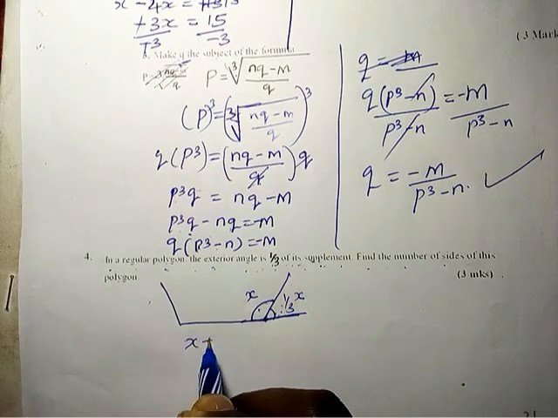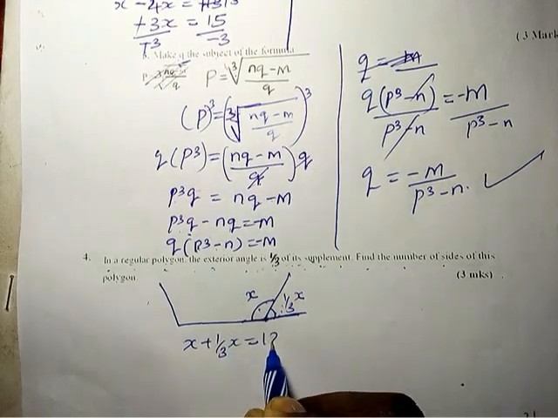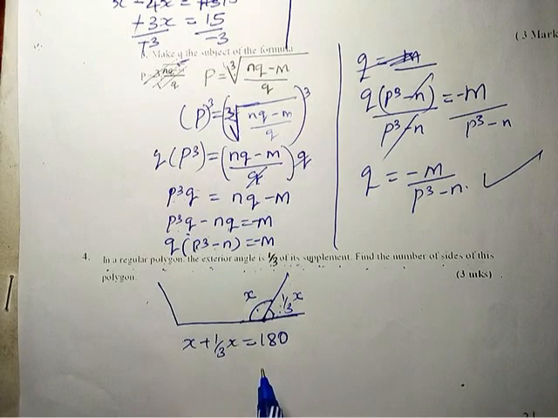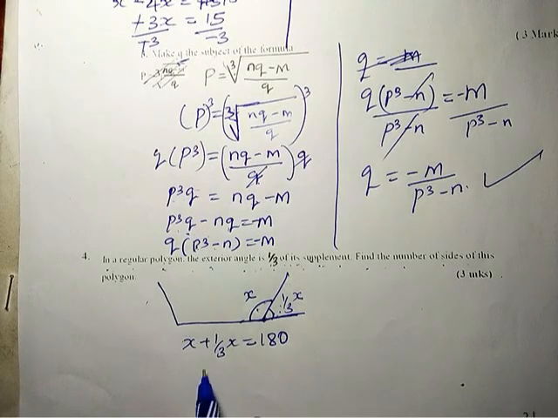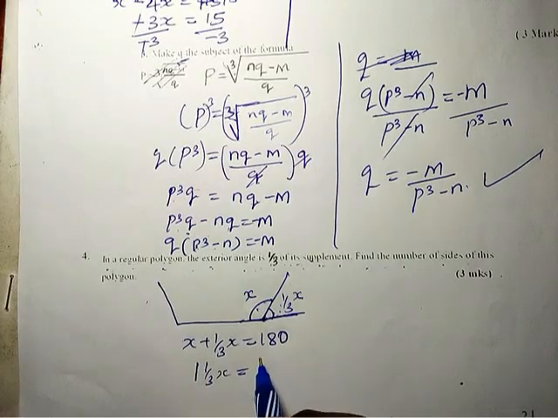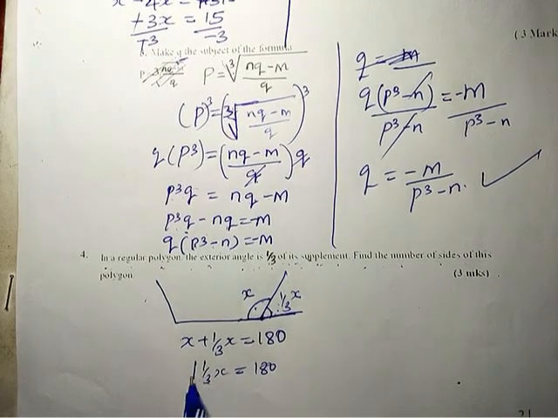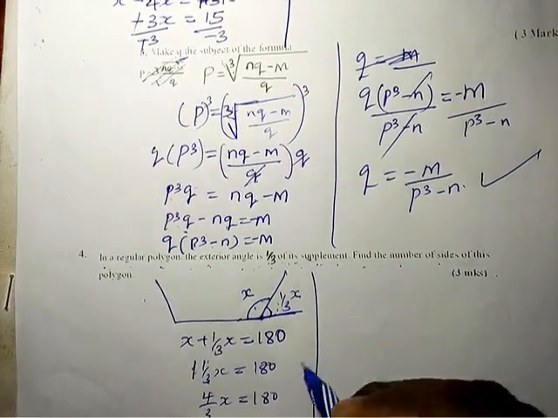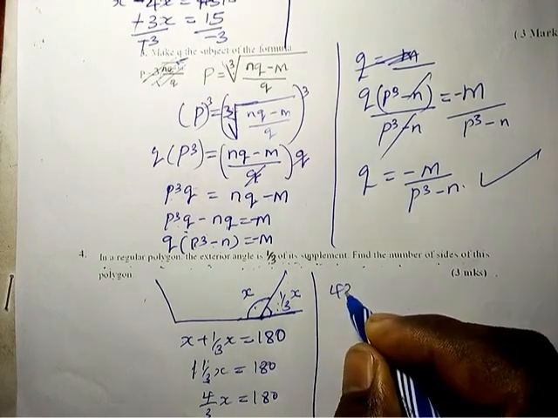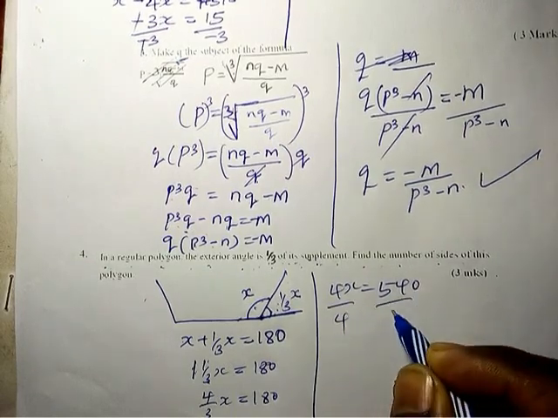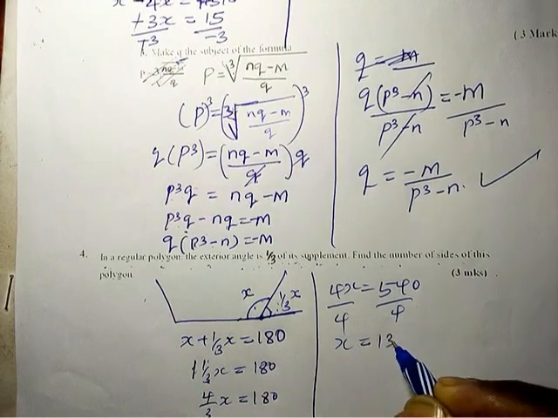So you're going to say x plus 1/3x is equal to 180, right? So 4/3x equal to 180. So 4x equal to 540, divided by 4. So x is equal to 135.